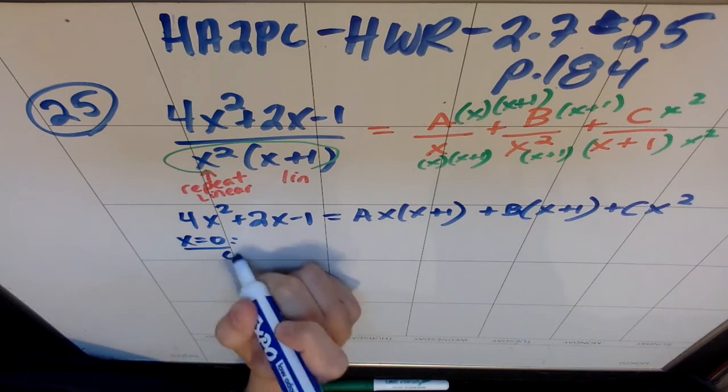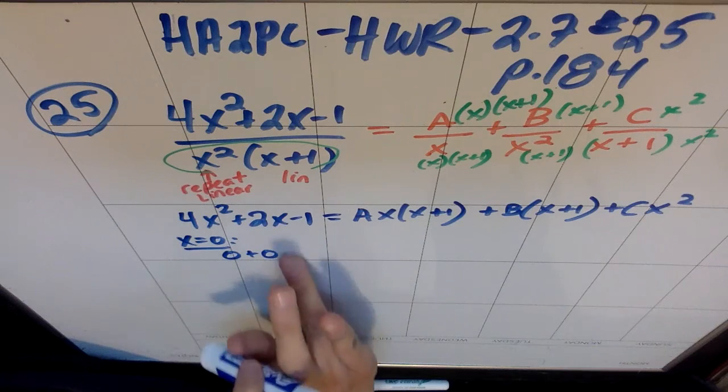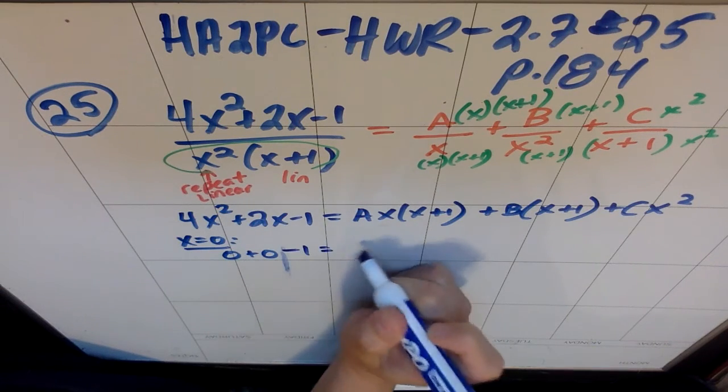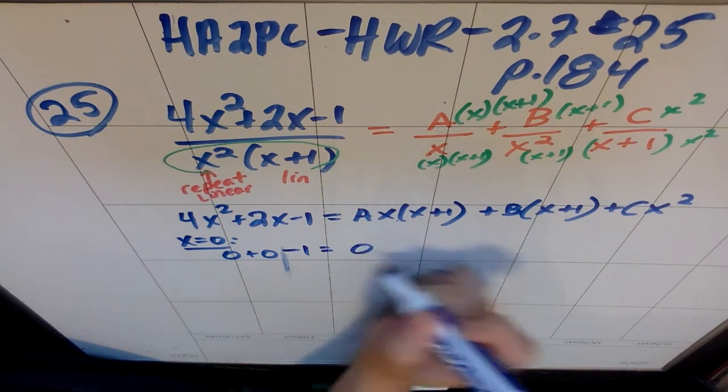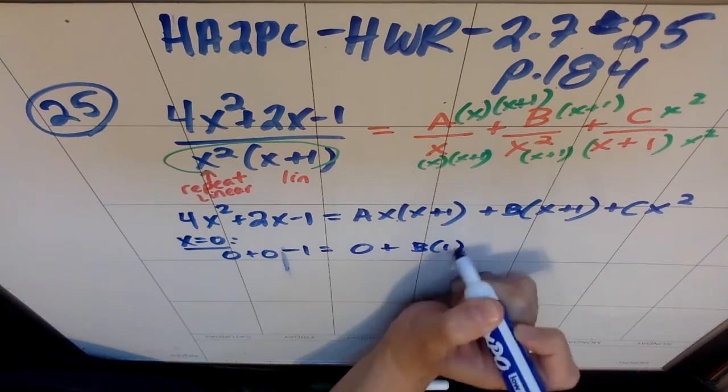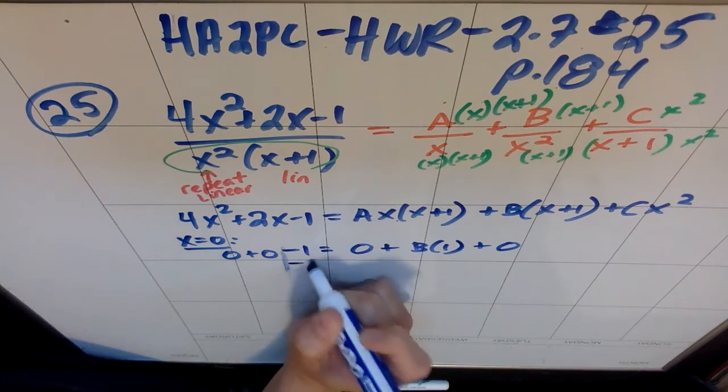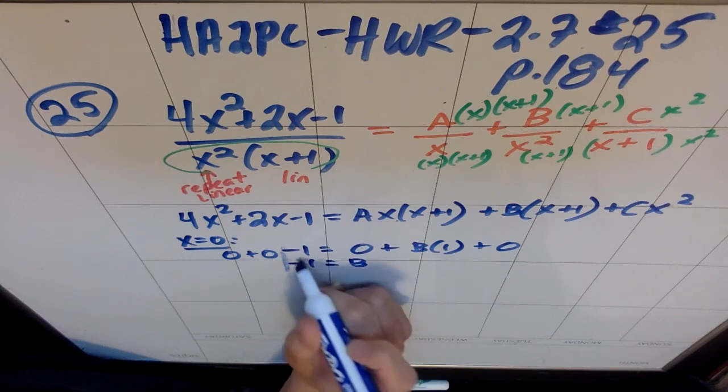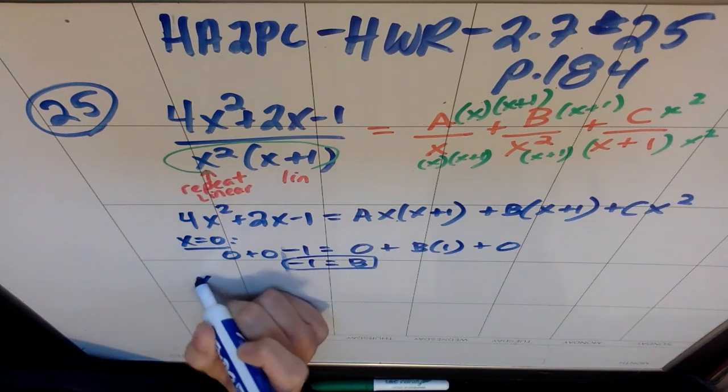So that's going to be 0 plus 0 plus, minus 1, my bad, minus 1, equals, well, that A has an x next to it, so that's going to be a 0 plus B times 1 plus a bunch of 0. So I'm going to get negative 1 is my B, right? And that was pretty straightforward. Then I'm going to plug in other x's.